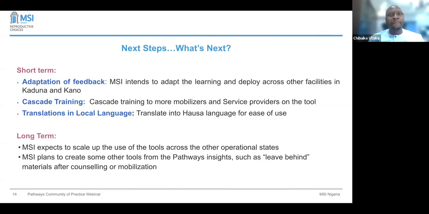We found some of those insights very useful for the messages that we want to create as part of our demand generation, promotional and IEC materials to use in the long run. So that's basically our learning so far and our findings so far from developing these tools, and they are very, very useful and very relevant to the work that we do in terms of helping and supporting the woman out there on her journey to take up family planning. Thank you.